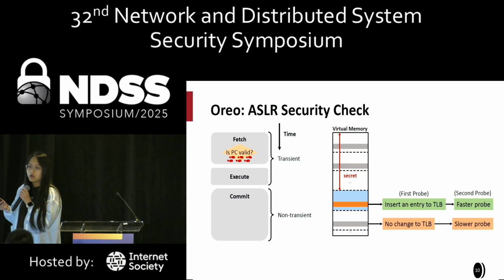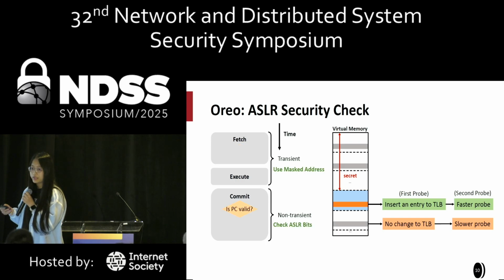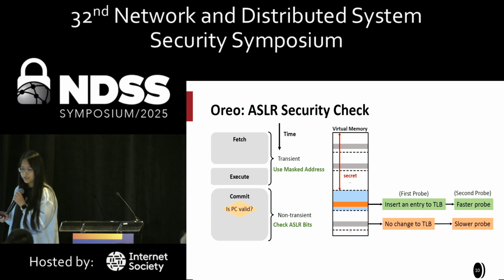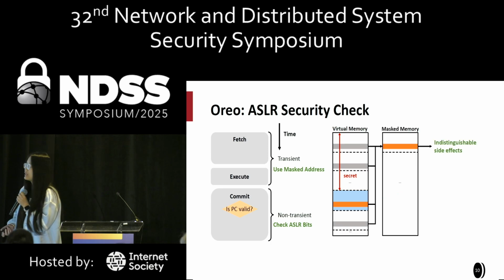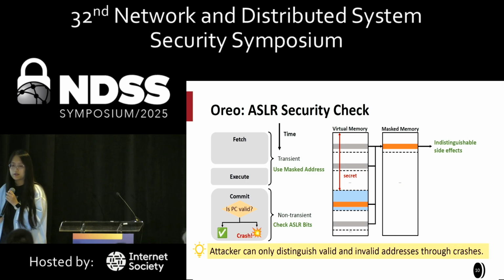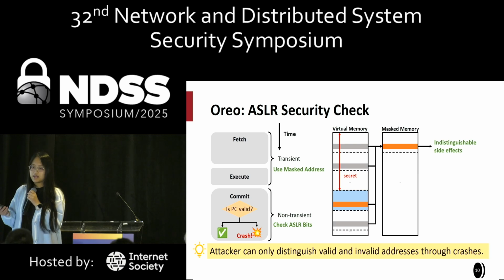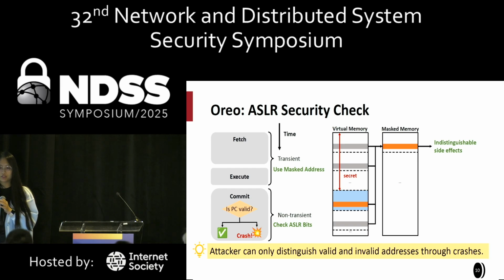With Oreo, we always use masked addresses, which are secret independent, in the transient stages. We also delay the security check against these ASLR security bits to the commit stage. By doing this, we ensure that in the transient stages, probing valid and invalid addresses always has indistinguishable microarchitectural side effects. The attacker can only distinguish valid and invalid addresses at the commit stage, where accessing an invalid address will always cause a crash. Note that the ASLR secret bits are regenerated after the crash, so this attack is not effective anymore.